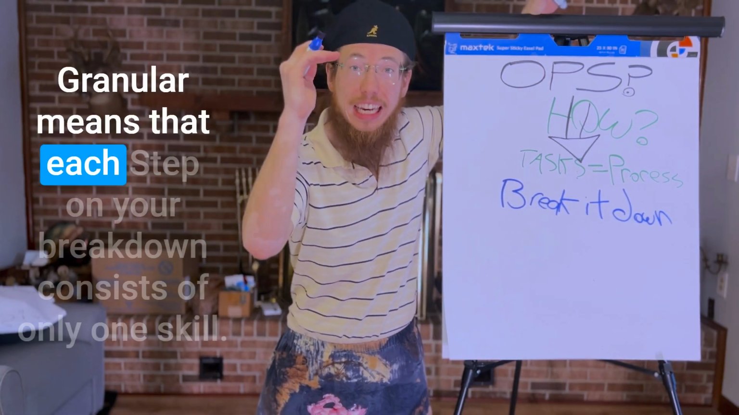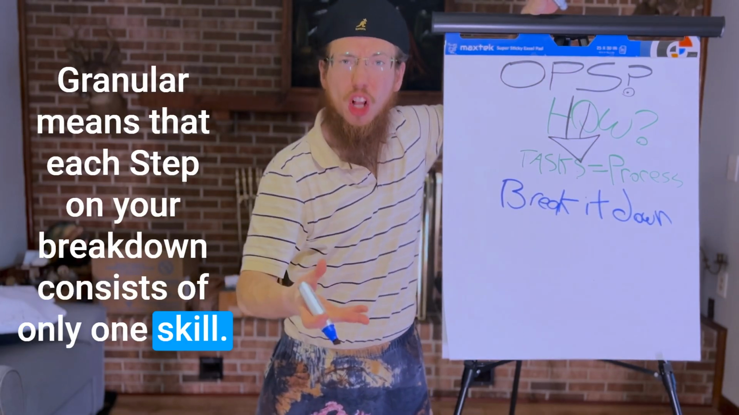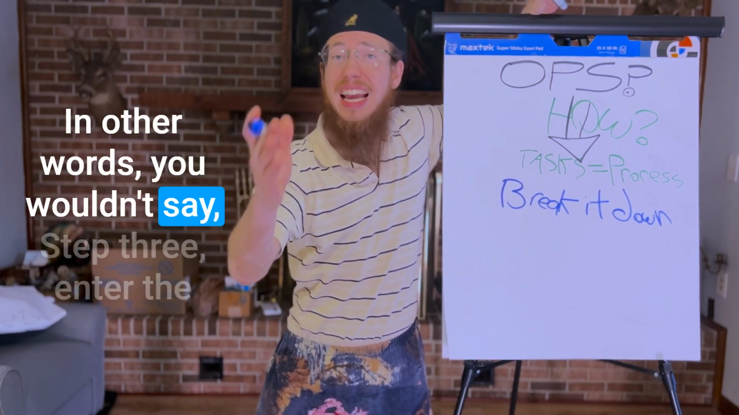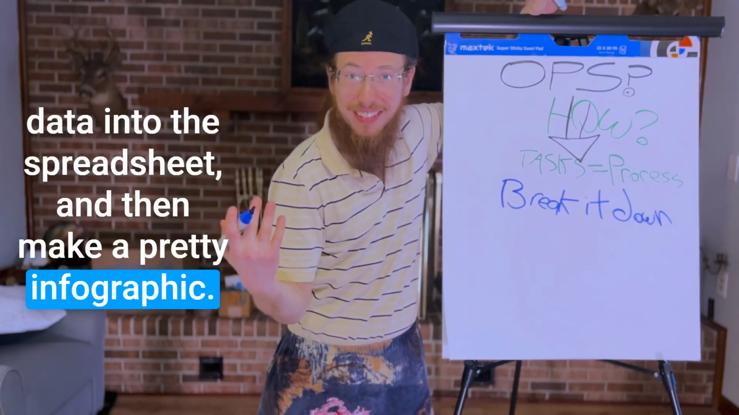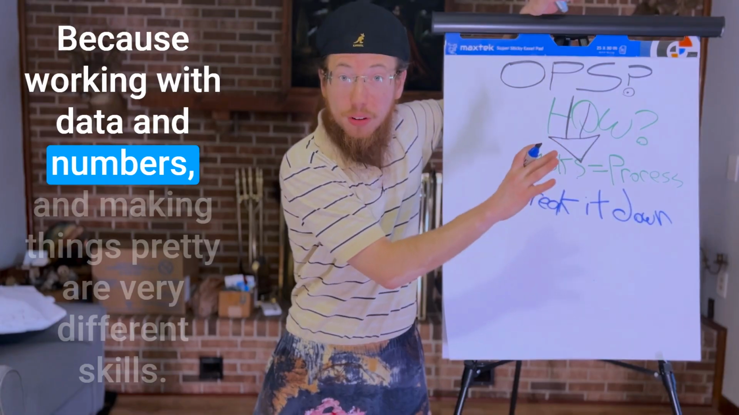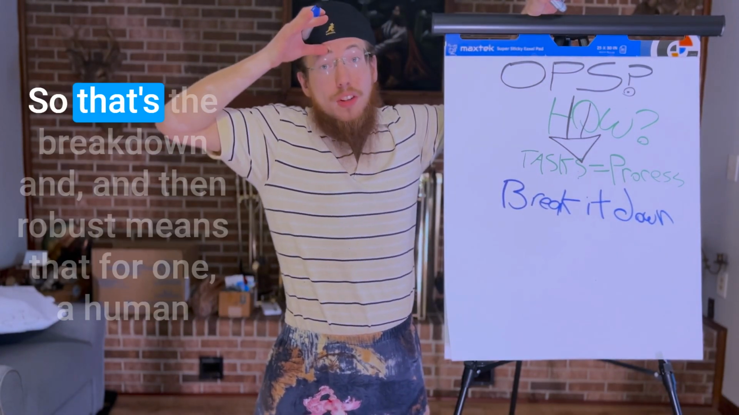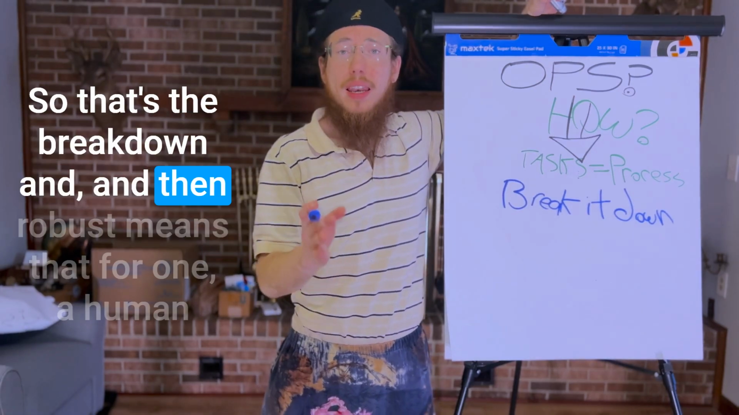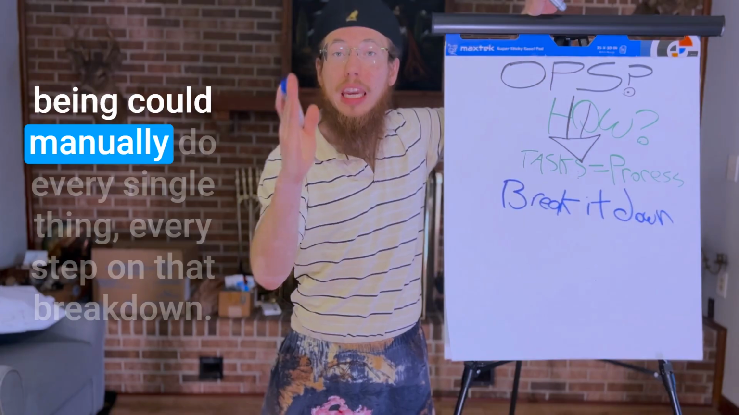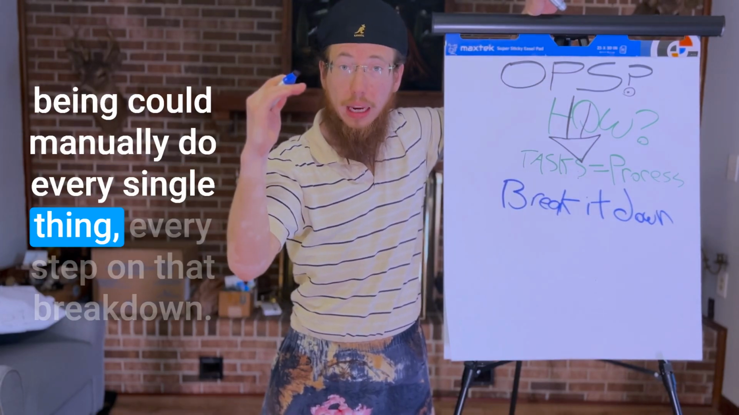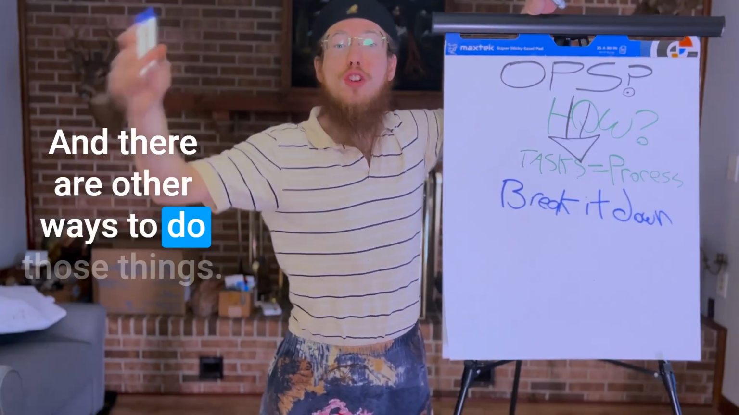Granular means that each step on your breakdown consists of only one skill. In other words, you wouldn't say step 3, enter the data into the spreadsheet and then make a pretty infographic, because working with data and numbers and making things pretty are very different skills. So that's granular. And robust means that, for one, a human being could manually do every single step on that breakdown. And there are other ways to do those things.